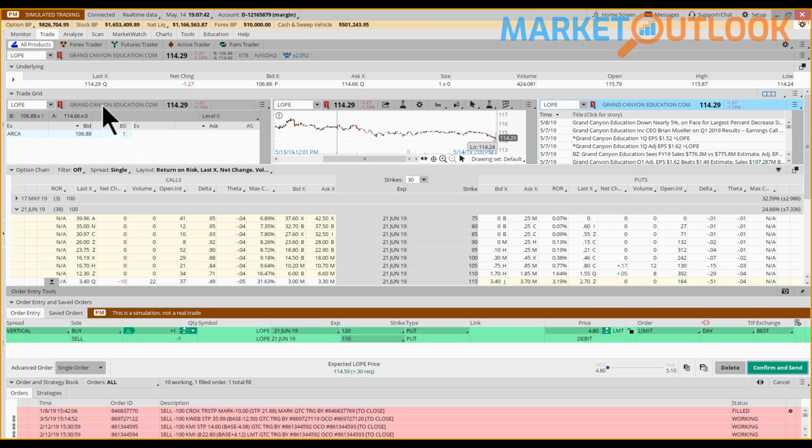Since this one is at about $114.29 right now, the at the money strike would be the 115. So one in the money would be your 120 put. That's what's driving the trade. And then when you're selling one out of the money, that would be the 110 put here.